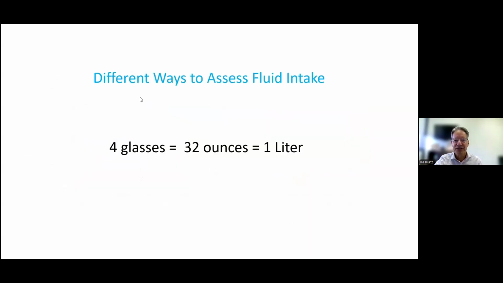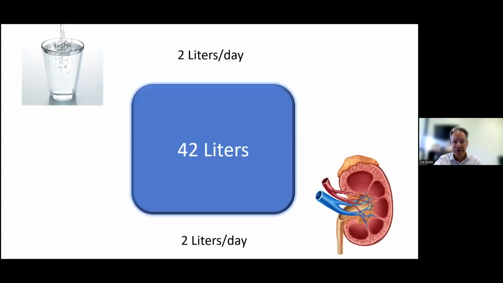Now, we have different ways of assessing how much fluid a person is drinking. Some people like to think of glasses. Some people like to think of the number of ounces. Some people like to think in the number of liters. So just for those of you that aren't familiar with interconverting, 4 glasses is 32 ounces, which is a liter. And it doesn't matter what you want to think of, it just matters what you're used to thinking of.